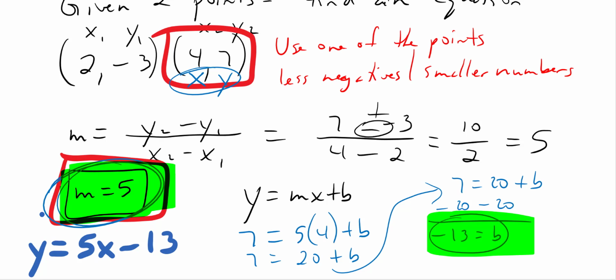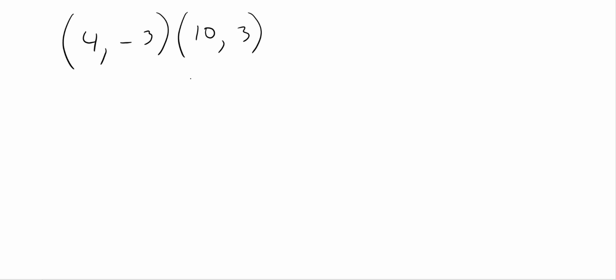Okay? All right, let's try another one here without all these extra words here. So here's your coordinates, let's say 4 comma negative 3 and 10 comma 3. Okay, so let's do it. Let's plug it in. Well, the first thing I'm going to do is I got to find my slope.